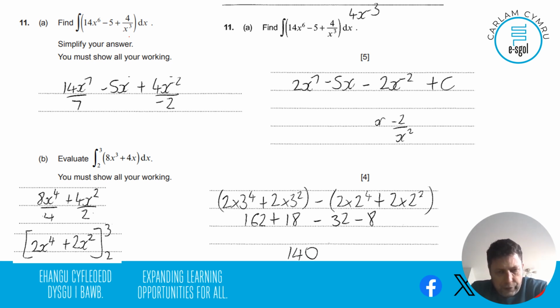And that minus 32, that minus is the plus 8 there. The minus times the plus makes that a minus. Gives me the nice round answer of 140. Again, really regular question.